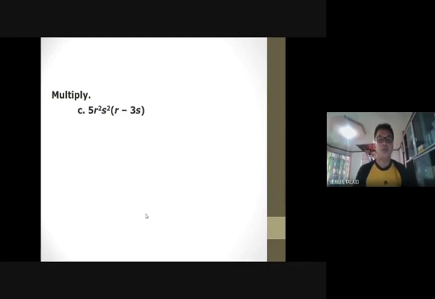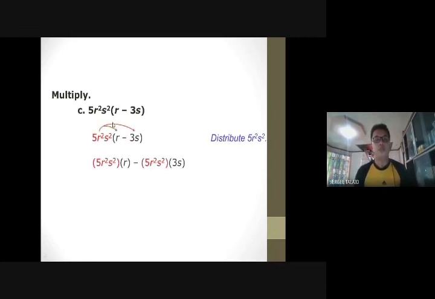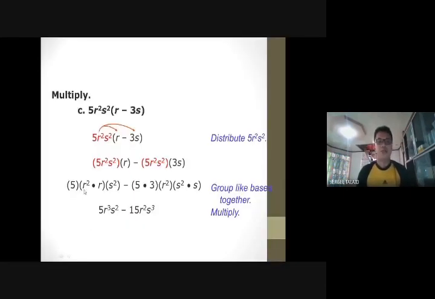Okay, last example. We have 5 times, so understood we have here 1. So distribute 5r squared s squared. So 5r squared s squared times r, that is 5r cubed s squared. Then minus 5 times 3 is 15, then we have r squared, then s times s squared, that is s cubed. Since we don't have similar terms here, because r cubed s squared is different from r squared s cubed, try to check the exponents of r and s. So in other words, this is negative 15 because we have a negative 3 times 5. So this is now the final answer.